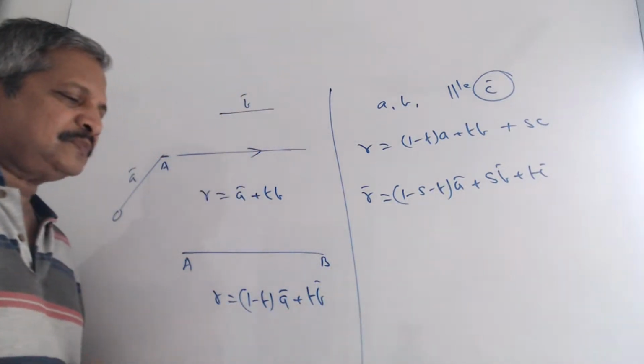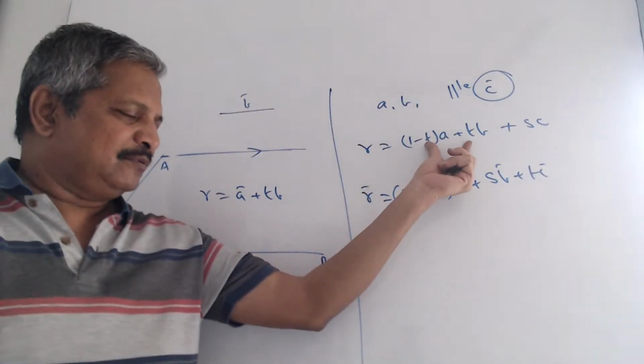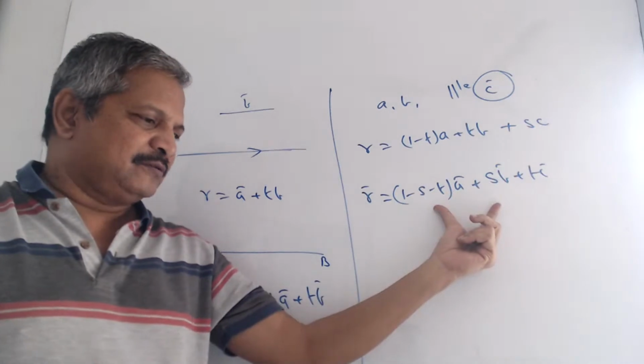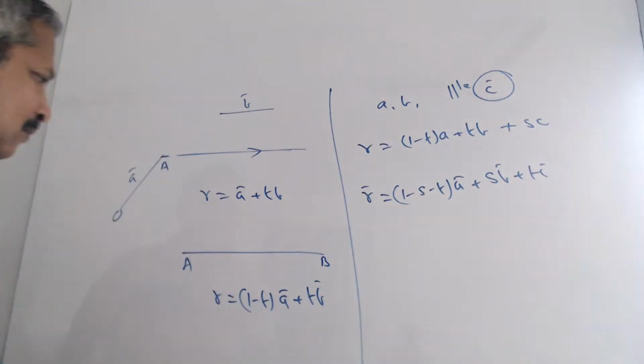Now, vector equation of the line through AB and parallel to C. Vector equation of the plane passing through ABC.